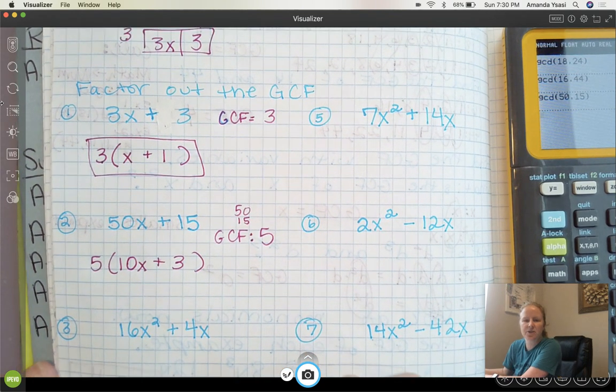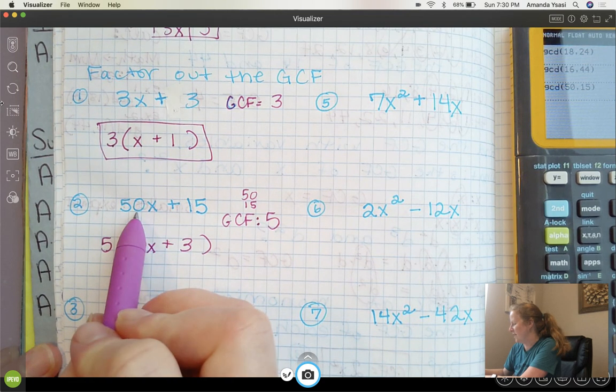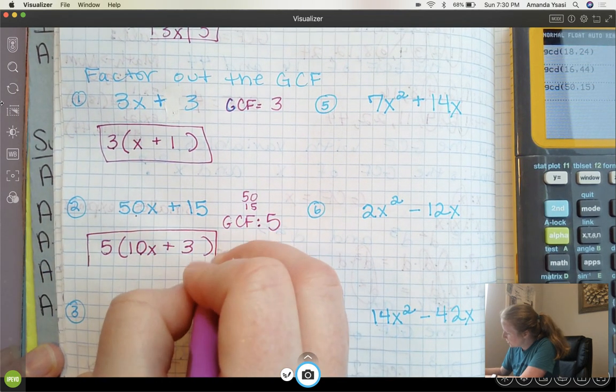And then you can double check your work by doing 5 times 10x is 50x. 5 times 3 is 15. That shows that you did it right.